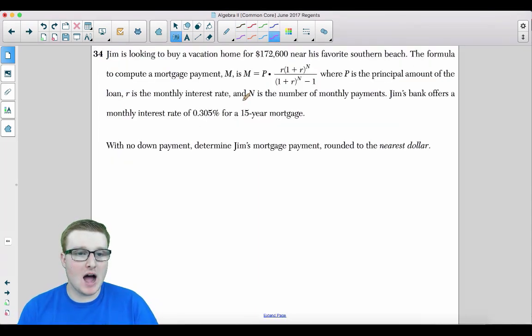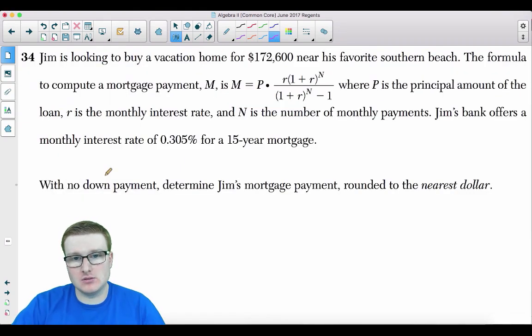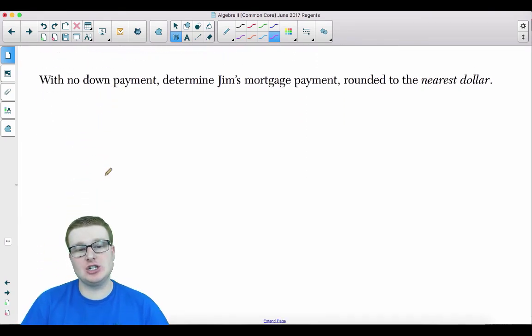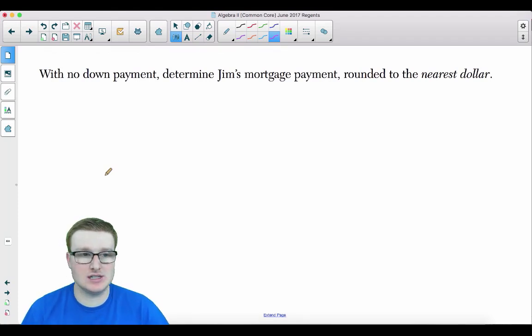Jim is looking to buy a vacation home for $172,600 near his favorite southern beach. Oh dear, do I want to go to Florida again? The formula to compute a mortgage payment M is M equals P times R times (1 plus R) to the N, divided by (1 plus R) to the N minus 1, where P is the principal amount of the loan, R is the monthly interest rate, N is the number of monthly payments. Jim's bank offers a monthly interest rate of 0.305% on a 15-year mortgage. With no down payment, determine Jim's mortgage payment rounded to the nearest dollar.